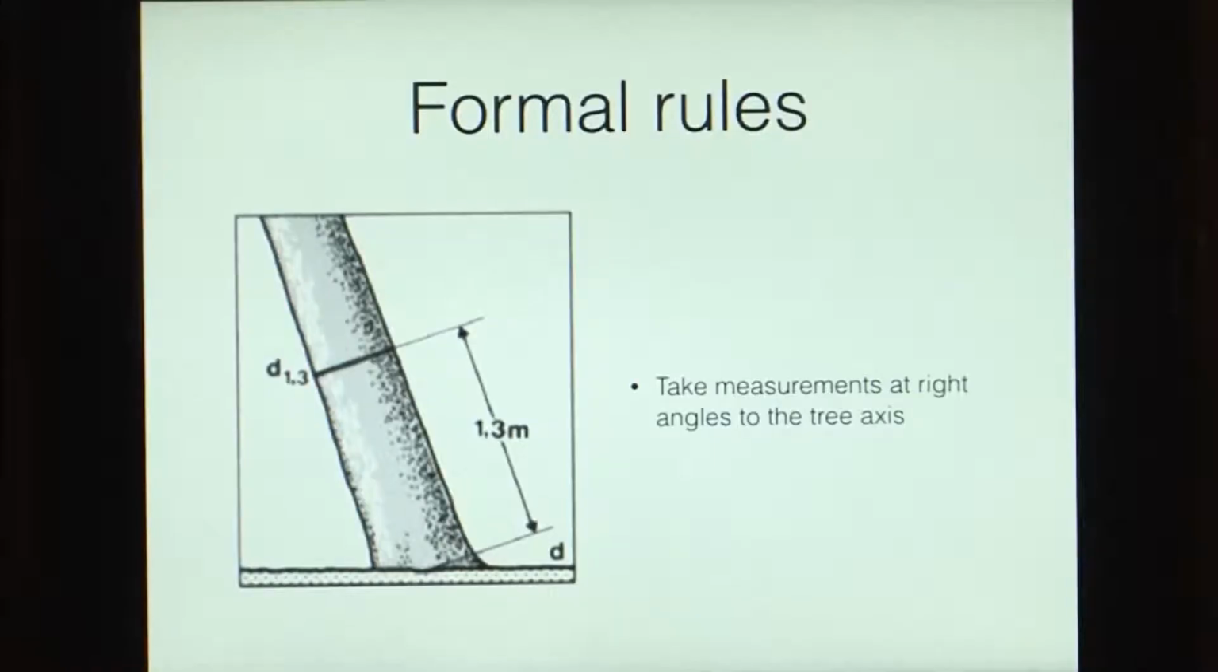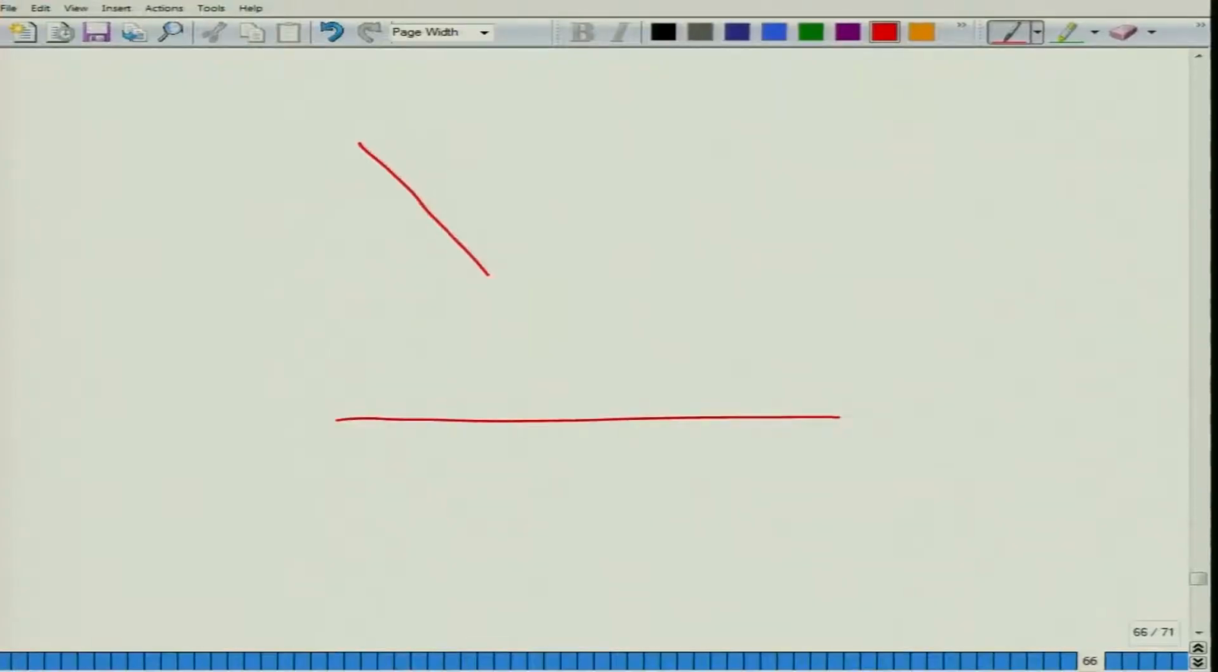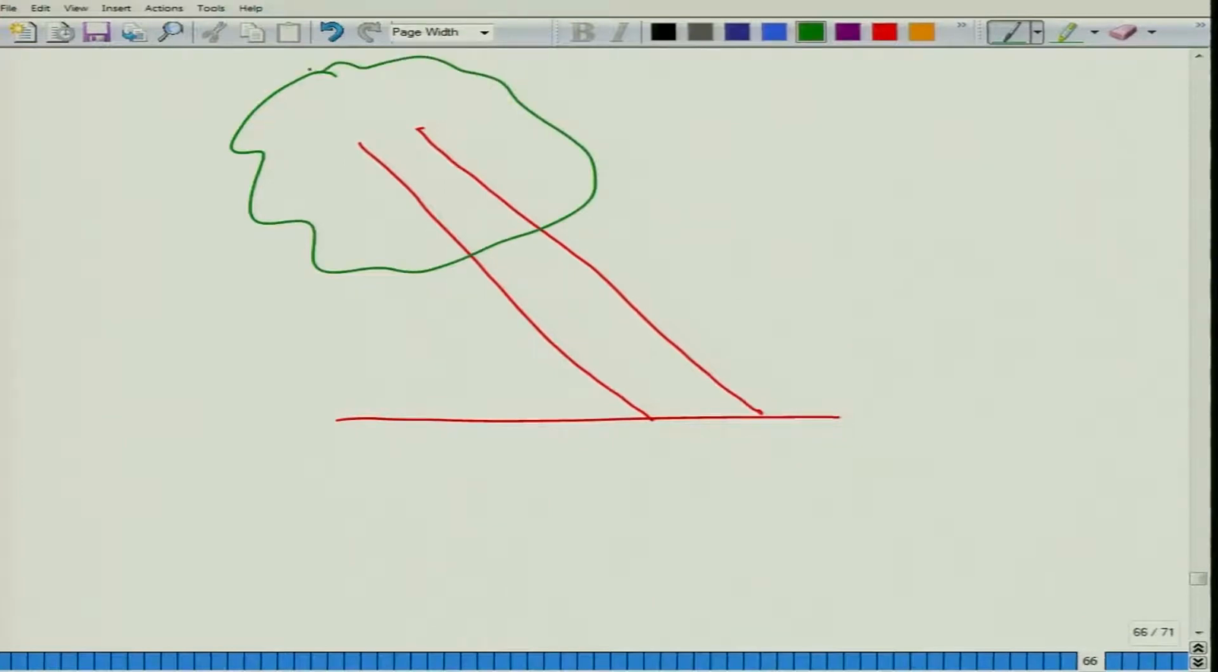Now, if you had a tree that was sloping, suppose your ground is straight but your tree is sloping. So, how do you measure your DBH? Do you measure it from this point? So, is it this 1.37 meters or is it this 1.37 meters, or is it a central portion of 1.37 meters?